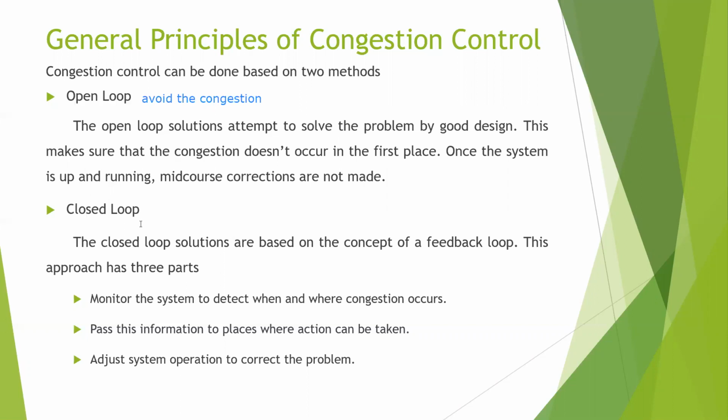Now in the closed loop method, congestion may occur during runtime. That is, when the packets are sent in the subnet, chances are that the packets may collide, or traffic may occur and congestion takes place. So in that case, we need to have congestion control during runtime.